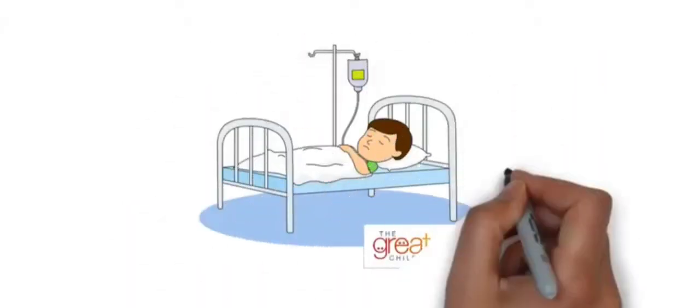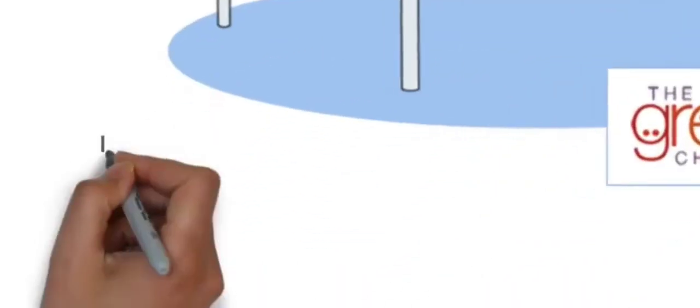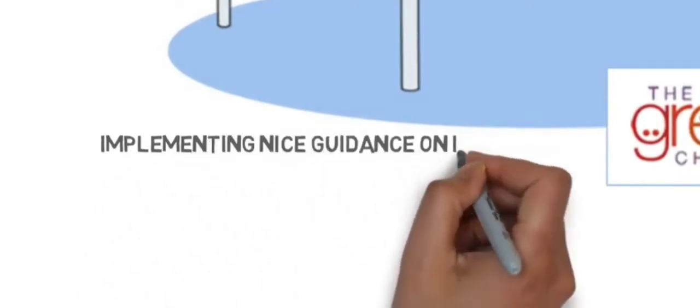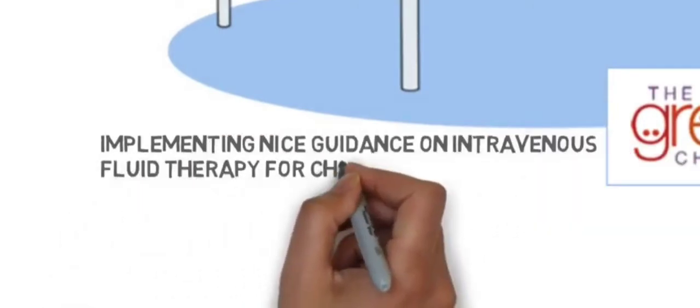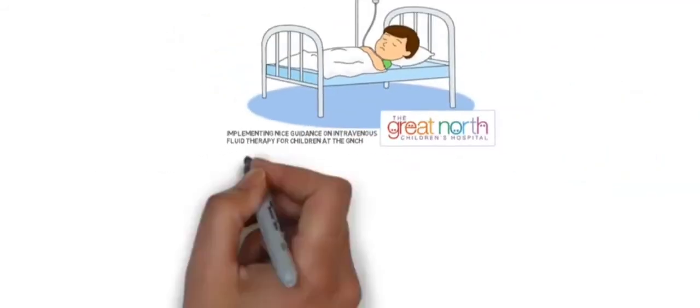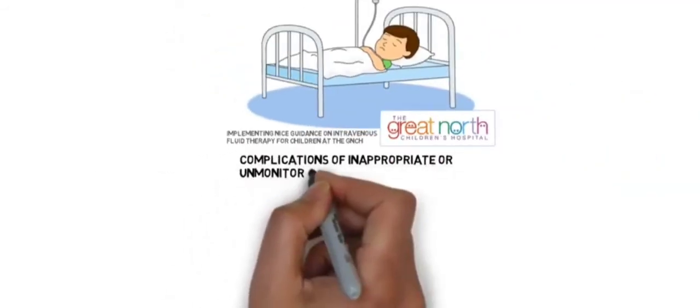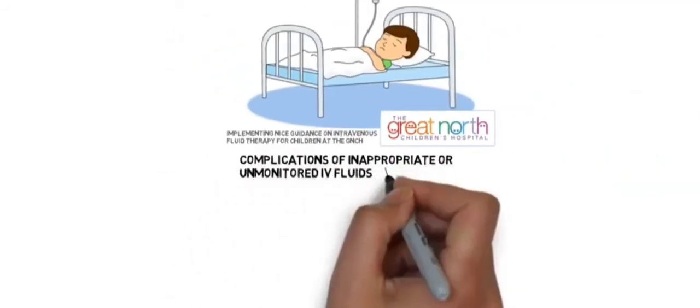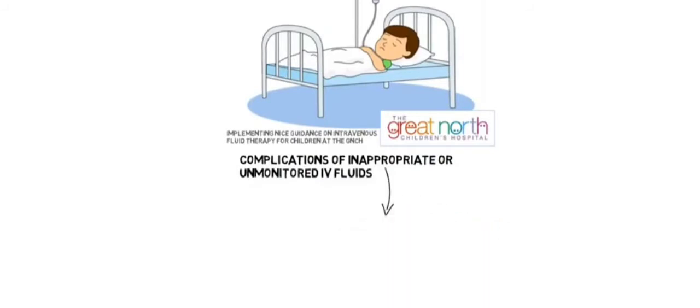This is a short presentation explaining how the NICE guidance on intravenous fluid therapy will be implemented at the Great North Children's Hospital. We're going to first look at complications of inappropriate or unmonitored IV fluid. We're going to look at how the guidelines try to reduce these complications. And we're going to explore how we plan to implement the guidelines.